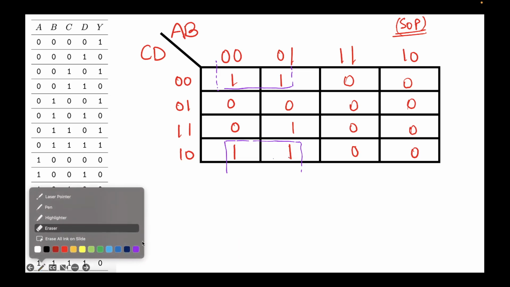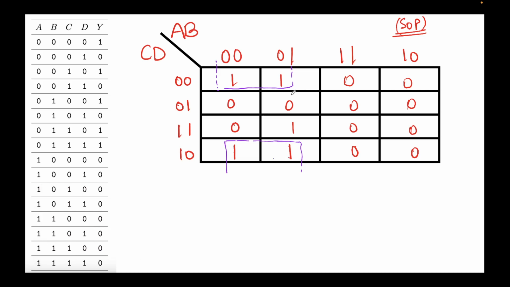Okay, so let's just first solve the big rectangle. What will be the output corresponding to the big rectangle? Let's first focus on the rows. Here CD is 00 and CD is 10. C is changing, so we don't take C, we only take D.